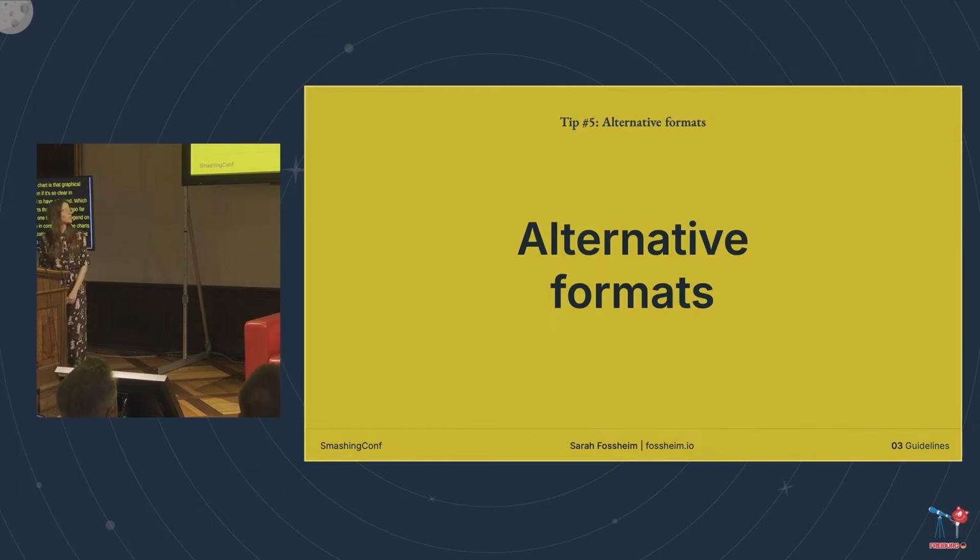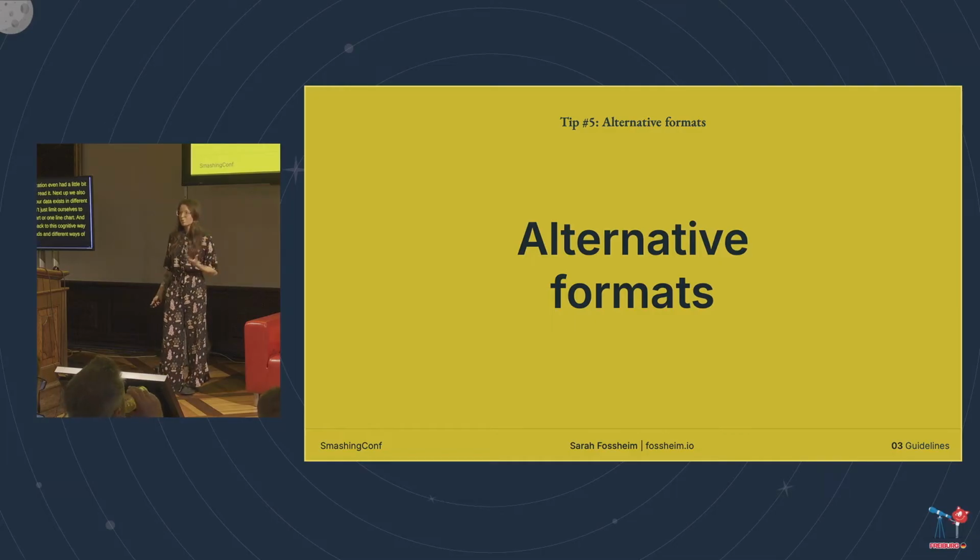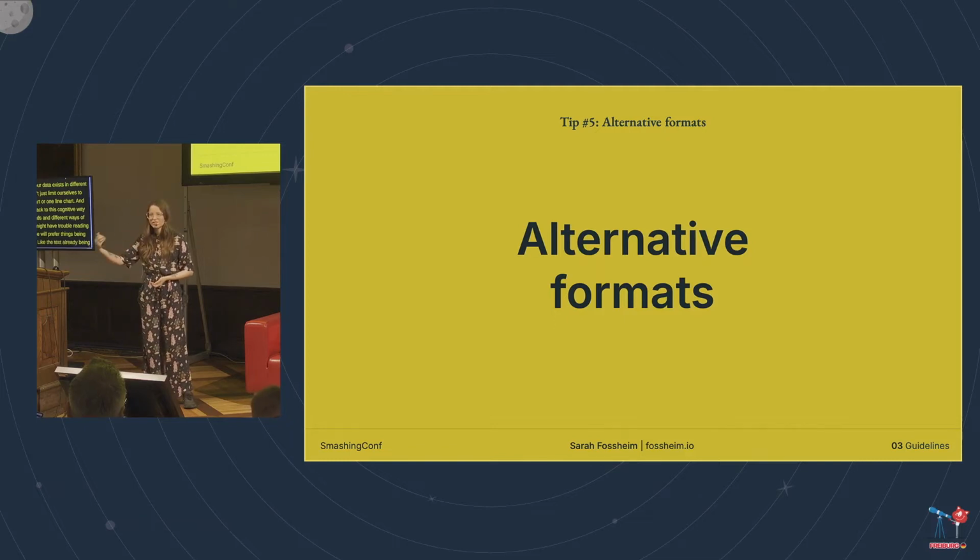Next up, we also want to make sure that our data exists in different formats and that we don't just limit ourselves to one table or one bar chart or one line chart. And that's, again, to take it back to the cognitive load and different ways of thinking. Some people might have trouble reading numbers, or some people will prefer things being explained in text, right? Like the text already being processed for them and telling you the exact things you should look for. Whereas for other people, for example, with a language barrier, they might not want to have a lot of text to read, they just want to have a chart to look at.